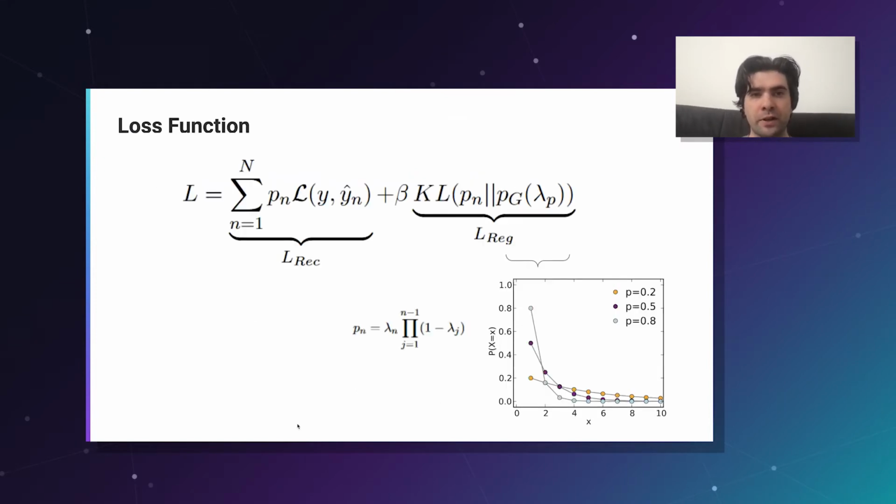So we can look at this a little bit more mathematically by examining this loss function. The loss function is broken up into two main parts, which is our reconstruction error on the left and our regularization factor on the right. So here, when we're actually computing the loss, you'll see that this p sub n is the probability that we have halted at that given time step. And we multiply that by our individual loss at each of those individual time steps while we're training.